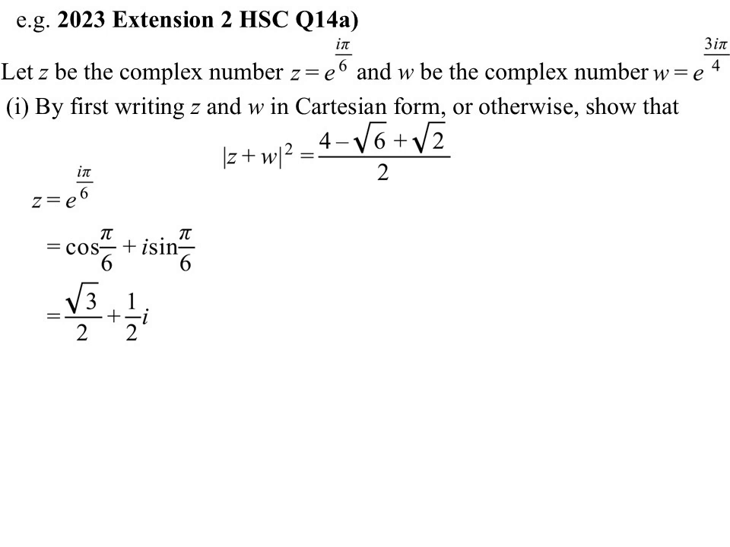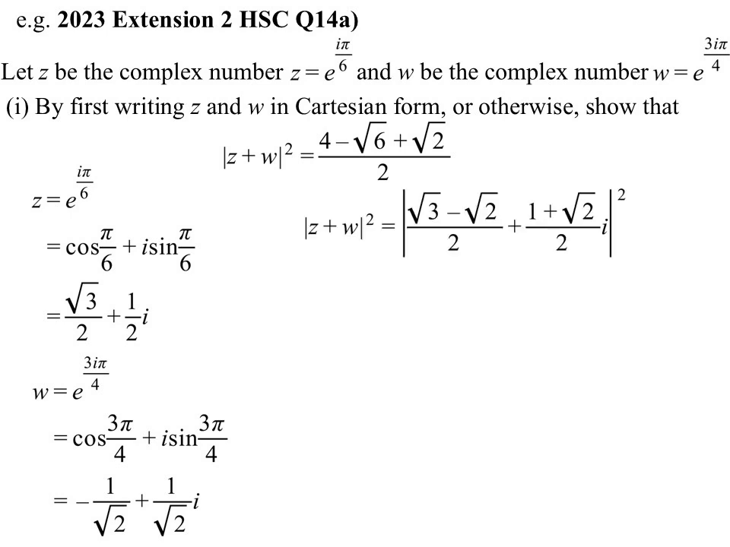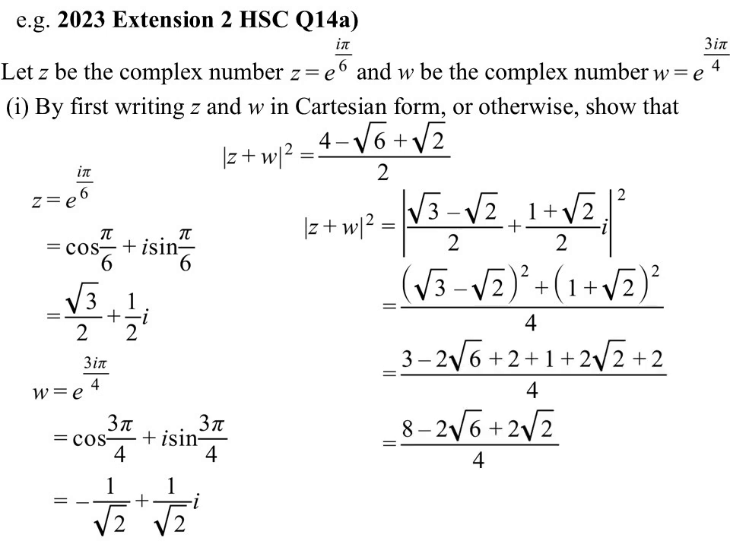We get root 3 on 2 plus a half i for Z, and for W we get minus 1 on root 2 plus 1 on root 2 i. So we've got Z and W, or otherwise, well, why go otherwise? They've given us the hint. Now we've got to come up with that expression, the modulus. Well, okay, let's substitute in what we just found. We're finding the modulus of this, okay, well, it's going to be the real part squared plus the imaginary part squared. Expand that all out, tidy it up.